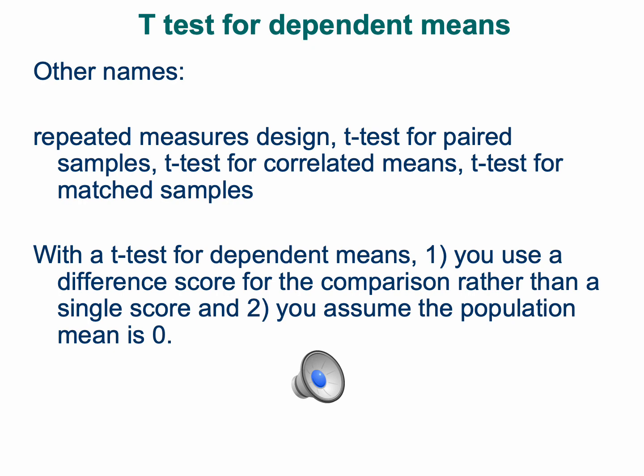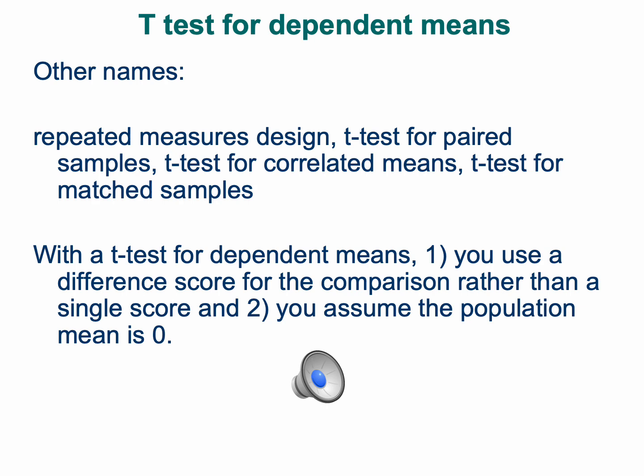Now, the t-test for dependent means has other names, unfortunately, and you'll see another name for it in the SPSS package. The other names for it are repeated measures designs. So if you're taking more than one measurement from the same subjects, you're repeating the measurement.